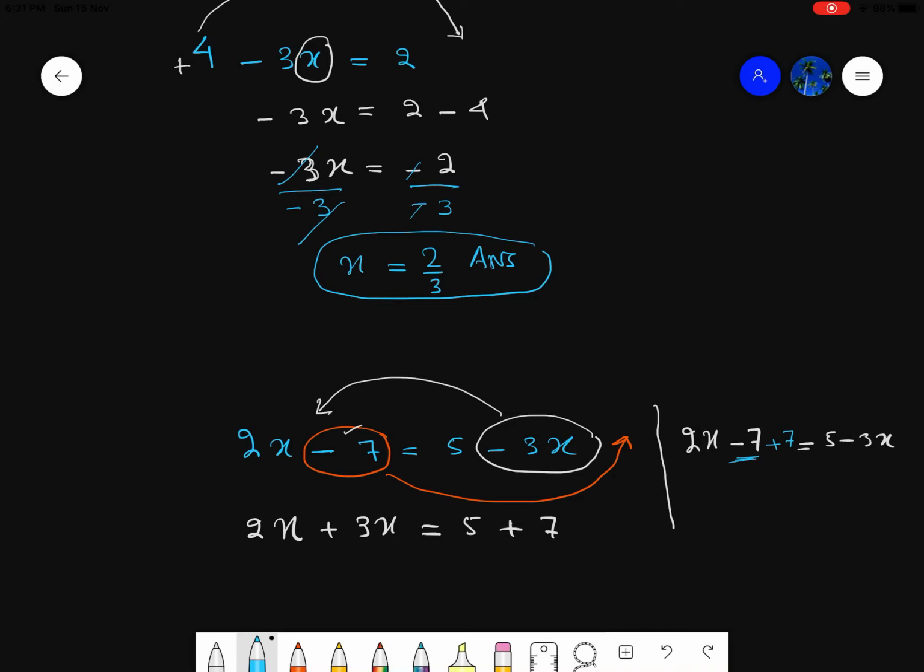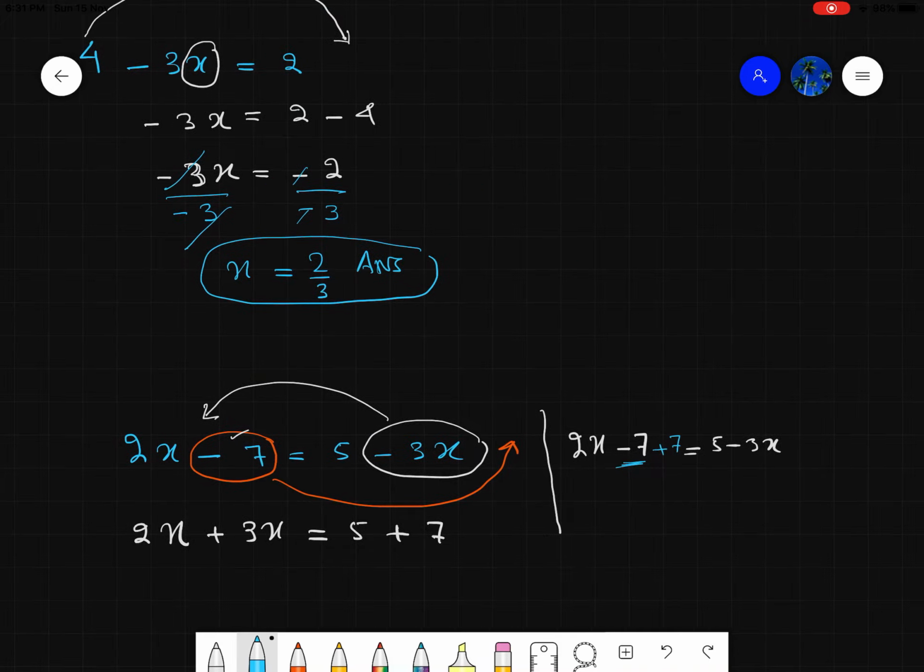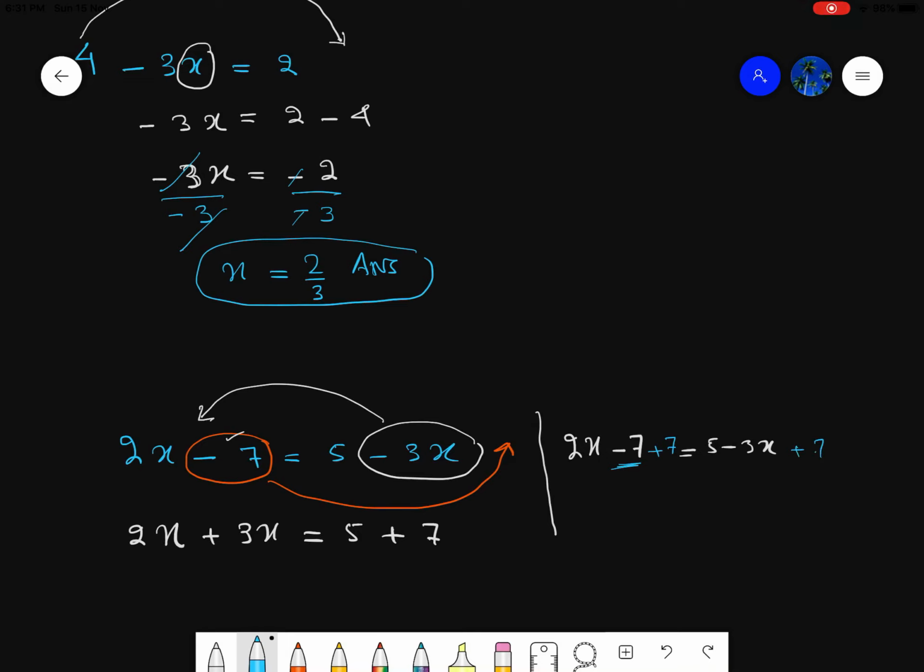Whatever we perform on one side of the equation, the same operation must be performed on the other side of the equation. So here, -7 and +7 cancel each other, and then you can see that a +7 appears on the other side of the equation, which I have written down here.